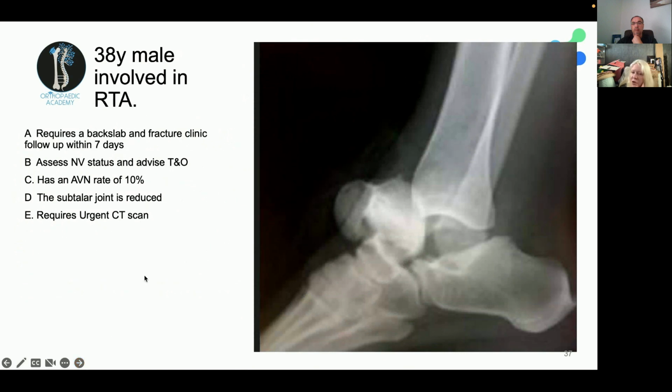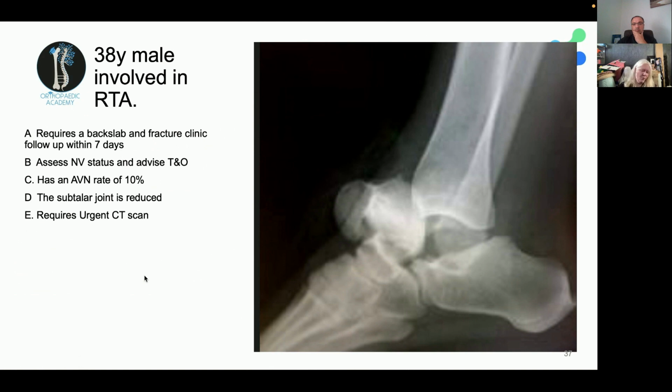Okay, so here's another question. We've got a 38-year-old male involved in a road traffic accident. Here's his x-ray. So what should we do? Should we put him in a back slab and send him to fracture clinic in 7 days? Shall we assess his neurovascular status and advise trauma and orthopedics? Does this have an AVN rate of 10%? Is the subtalar joint reduced? It requires an urgent CT scan.